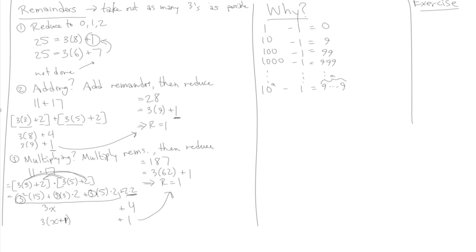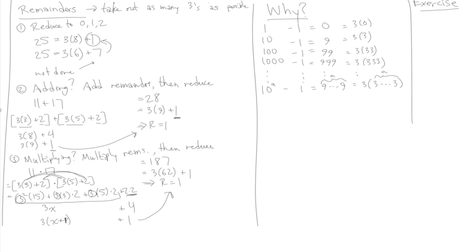Well, when I subtract 1, 0, well, that's 3 times 0. 9 is 3 times 3. 99, 3 times 33. 999, 3 times 333. A 9's is 3 times a 3's. In any case, when we subtract 1, the number that's left over is a multiple of 3.